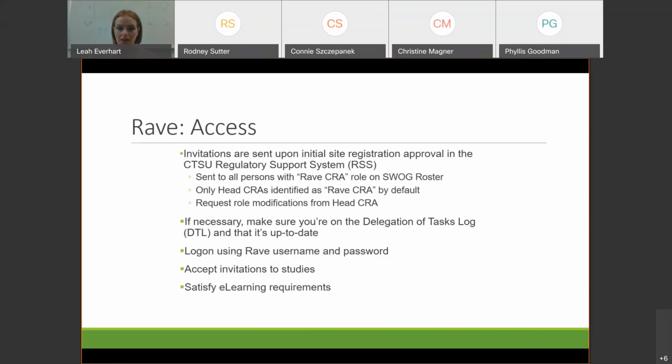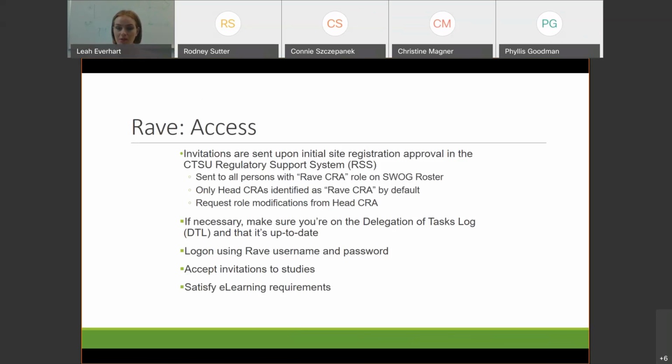And be aware that some studies require a delegation of task logs, also known as the DTL for short. This is completed in CTSU and identifies the CRAs and investigators that will be working on the study. Only individuals identified on that delegation of task logs can enter and edit data on the CRFs in RAVE. And it also needs to be signed off annually.